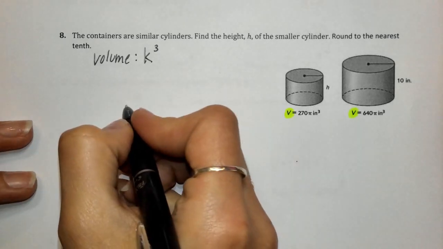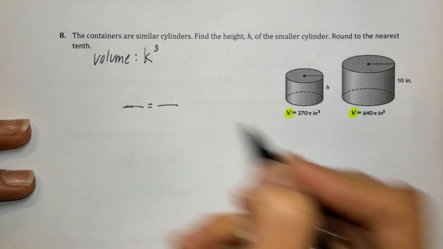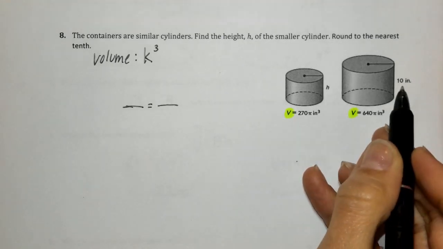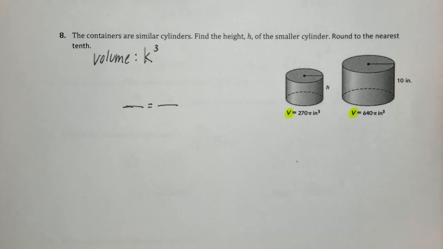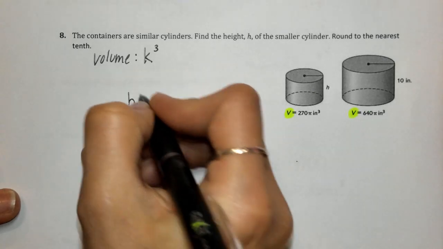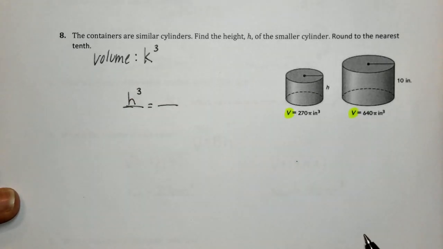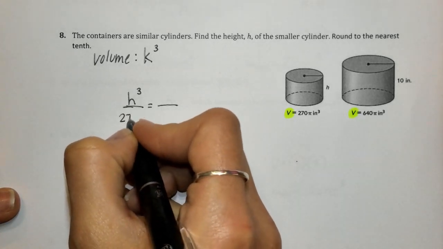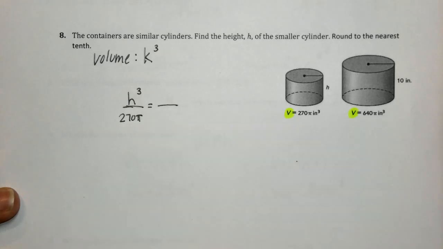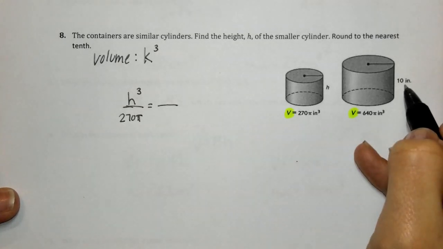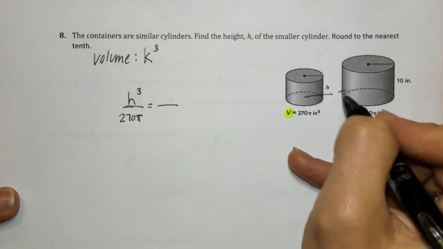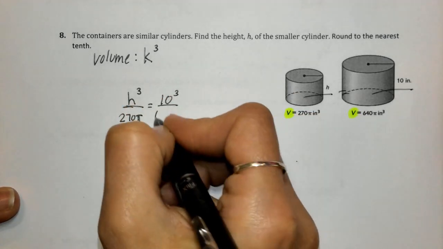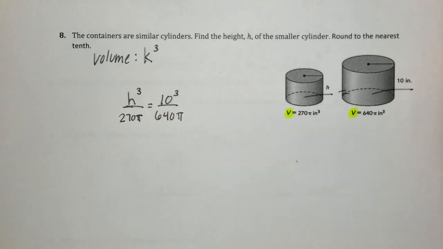So let's set up our ratio, our proportions, sorry. Now, unlike the warm-up, these side lengths, these heights need to be cubed. So we're going to have h cubed over its volume of 270 pi. Don't forget that pi symbol, please. We're going to need that later. And this will be equal to, so again, here's your proportion, 10 cubed over 640 pi.